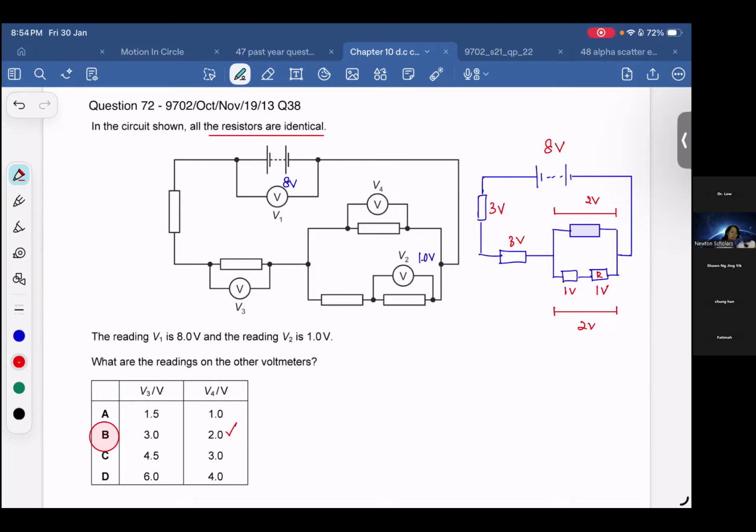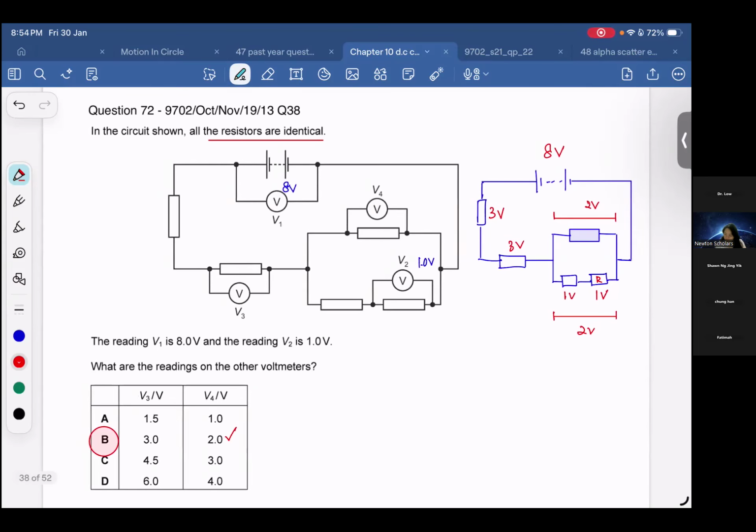Okay, question number 83. Can we go to question number 83? Can you explain how V4 is 2 volt? V4. Okay, dear, the rest of you can try 83.